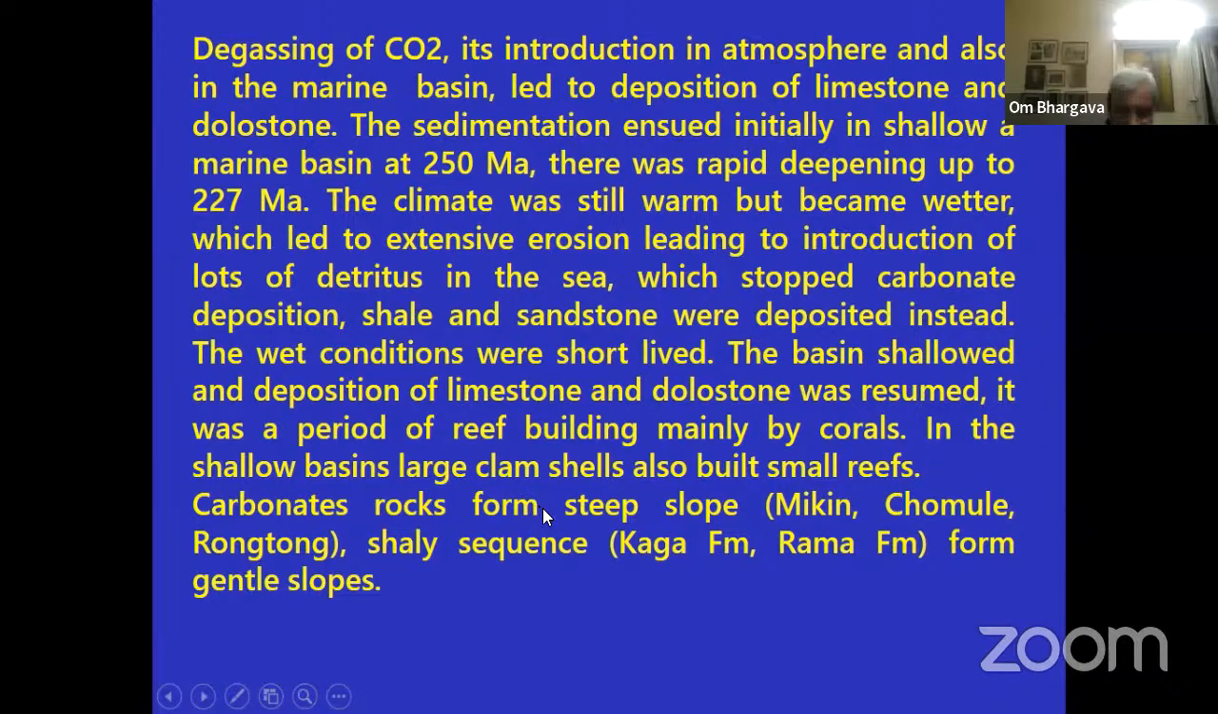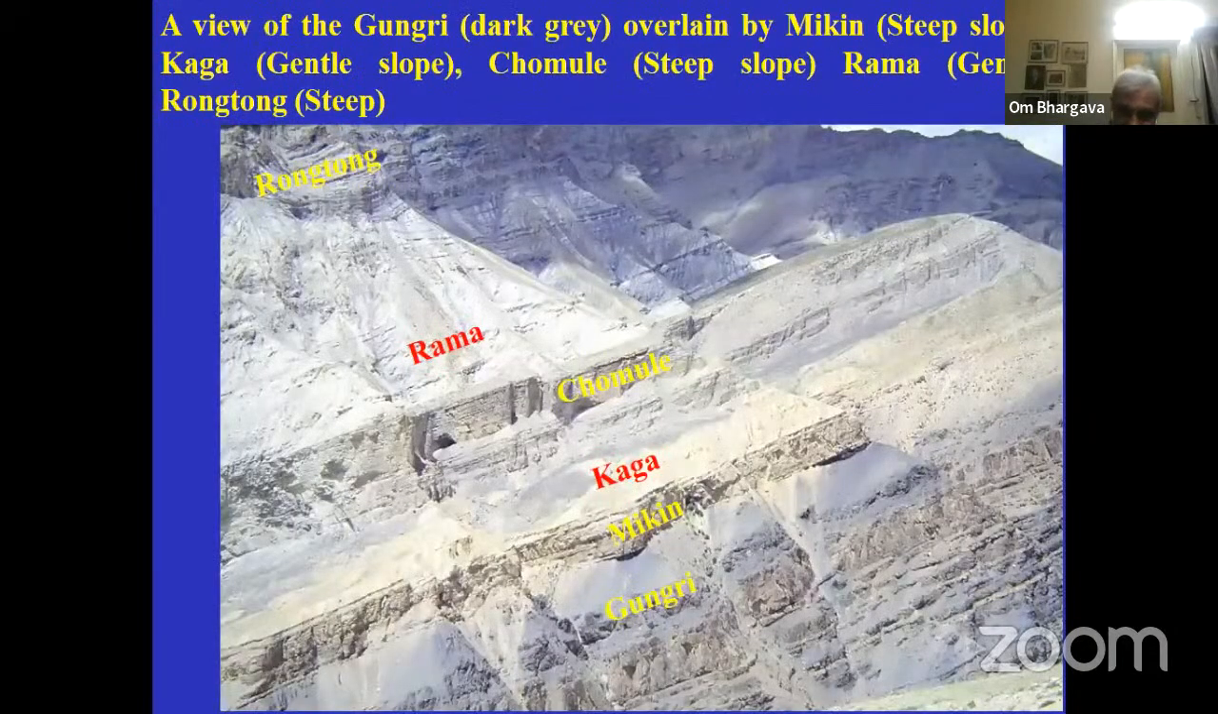Now, topographically, we were able to map everywhere. You know, Spiti is such a tough area. We can't go everywhere, but luckily, we classified the rocks on the basis of topography. You see, dark shale is Gungri. That is Permian. Then you see an escarpment sort of thing, that is Mikin, Lower Triassic, and a gentle slope, that is Kaga, and steep, that is Chomule. Rama represents the wet climate, and then again a limestone. Where it was possible, we went and mapped, and for other places we used aerial photos to map it.